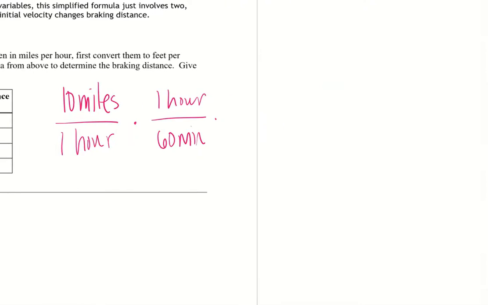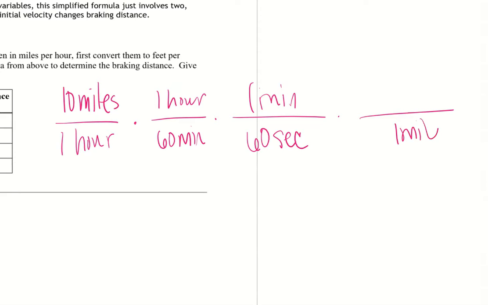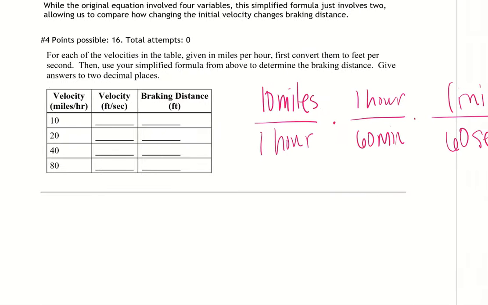1 hour is 60 minutes. 1 minute is 60 seconds. And then 1 mile is 5,280 feet. So I plug that into my calculator and I get about 14.67 feet per second.